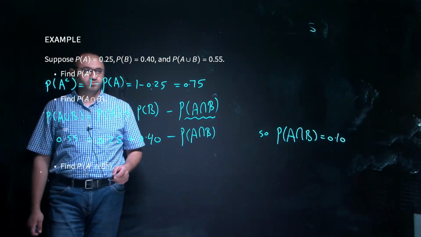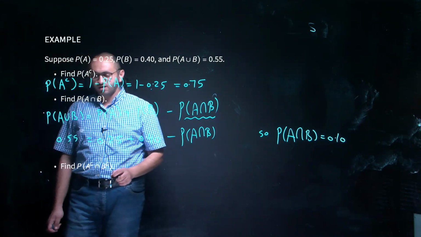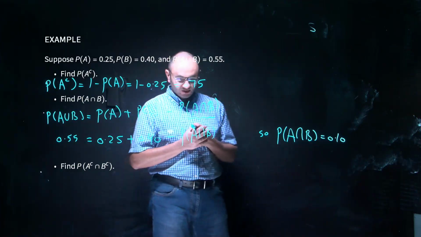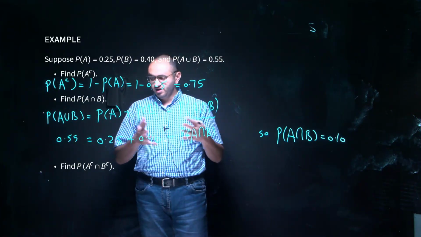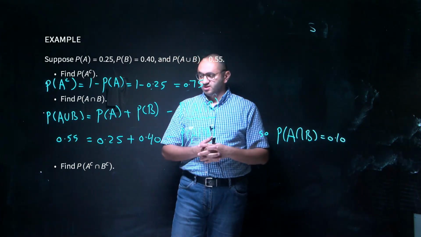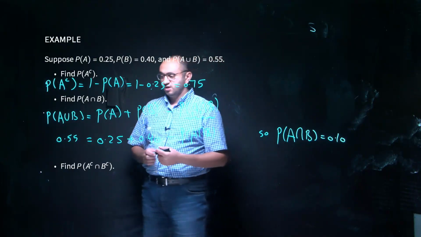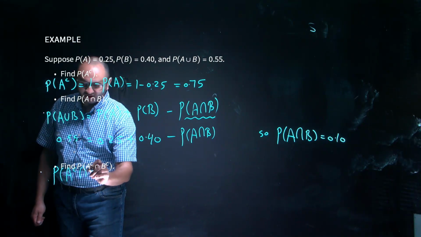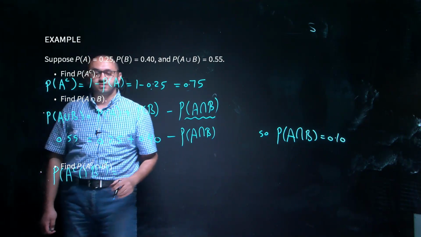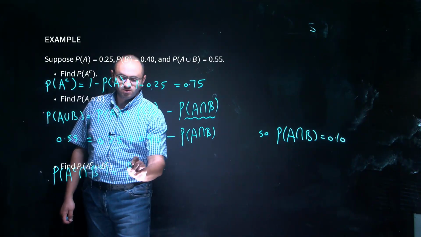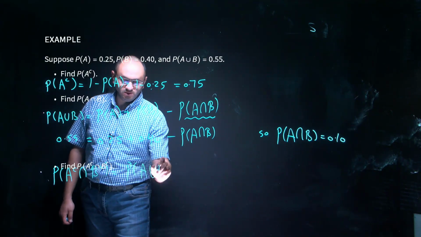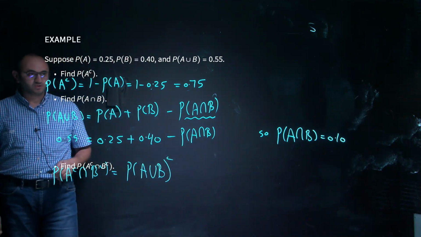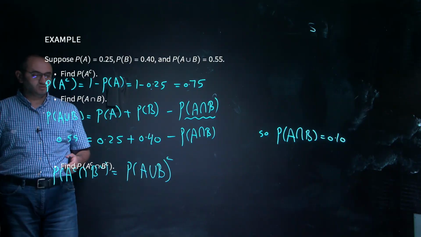The last part, what is probability A complement intersection B complement? If you remember, when we discussed basic operations like union and intersection, we discussed De Morgan's law, and De Morgan's law says probability of A complement intersection B complement equals probability of A union B, everything complement. So this means probability A union B complement.